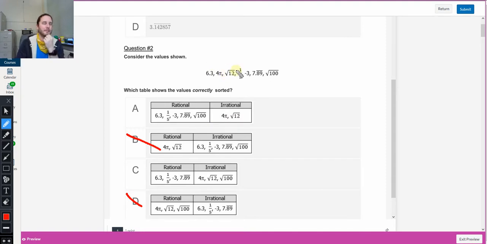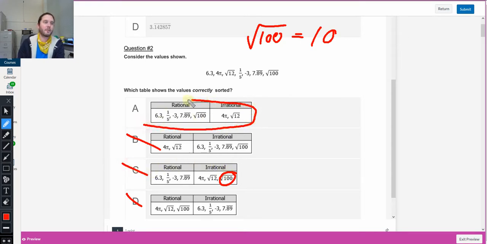Square root of 12. Square root of 12 is also irrational. So far we can't rule anything out there. But this one says square root of 100 is irrational, and that's not true. The square root of 100 is 10, because 10 times 10 gives us 100. So it can't be this one either. This is the one that has everything labeled correctly. And just so that way you're aware, 7.89 repeating, that can be written as a fraction. It would just be 7 and 89 over 99.